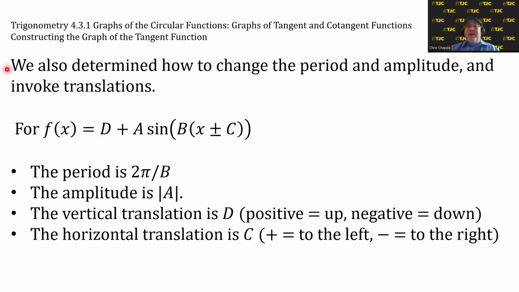We also determine how to change the period and amplitude and invoke translations. For f of x equals d plus a times sine of the quantity b times the quantity x plus or minus c, the period is 2 pi over b, the original period divided by b. The amplitude is the absolute value of a. The vertical translation is d, positive is up, negative is down. And the horizontal translation is c, plus is to the left, minus is to the right.